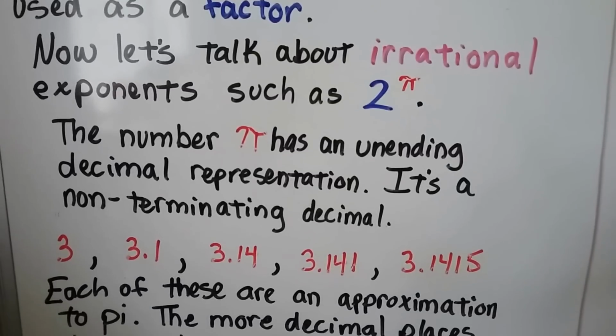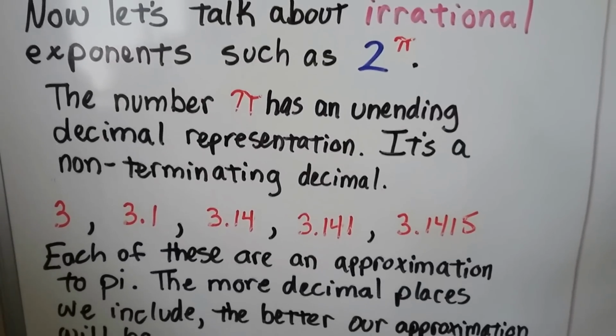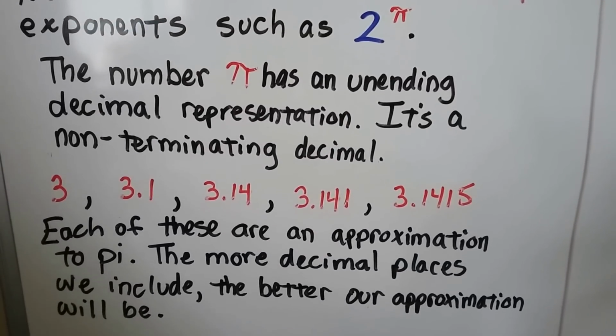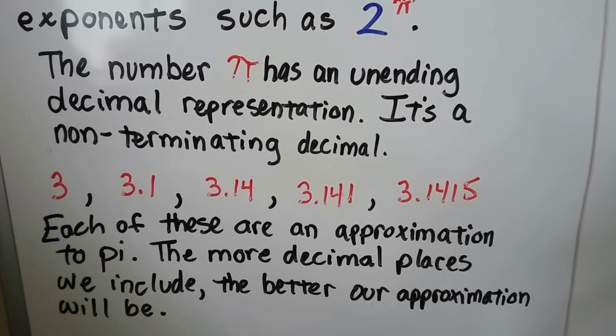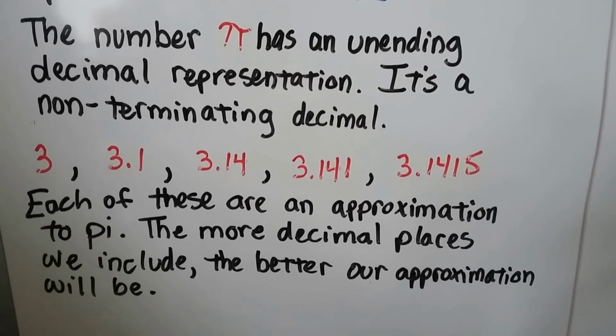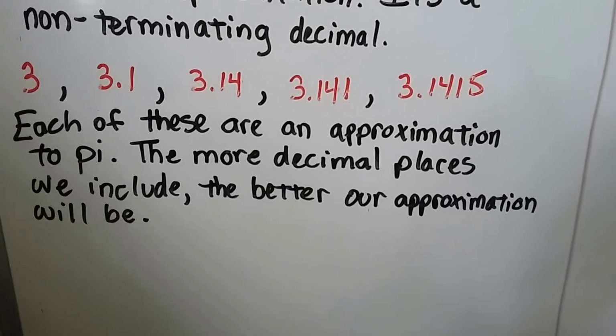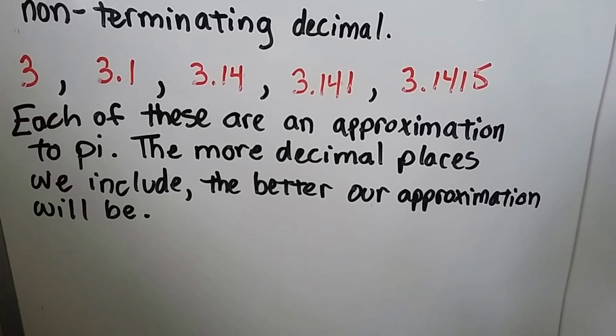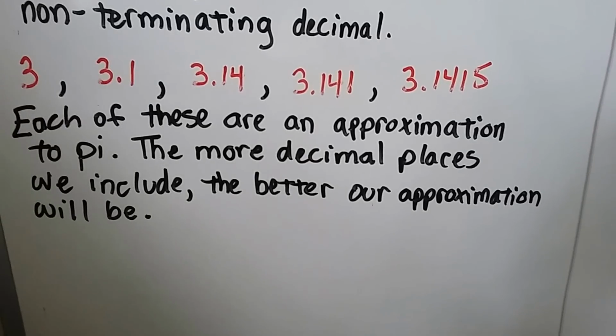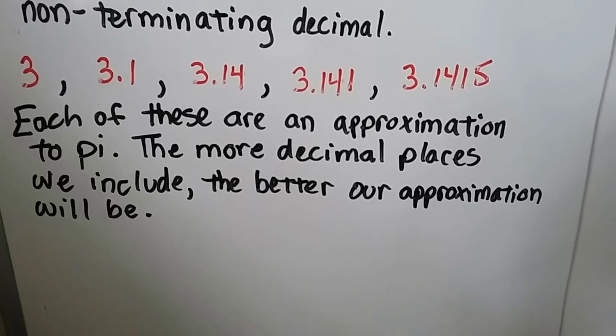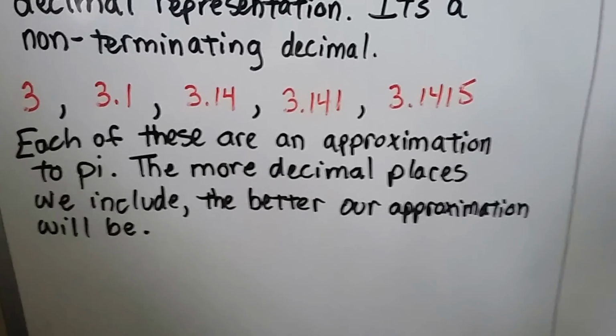So now let's talk about irrational exponents such as 2 to the pi. The number pi is an unending decimal representation. It's a non-terminating decimal. And each of these is an approximation to pi. And the more decimal places we include, the better our approximation will be, the more accurate our approximation will be.